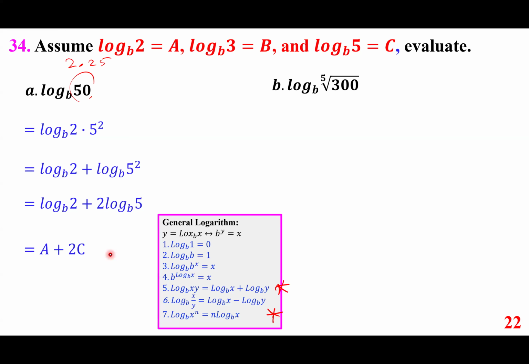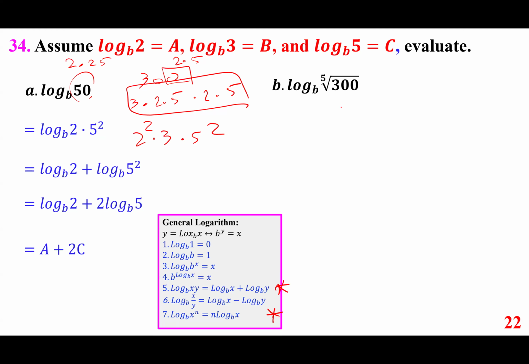Well, about 300, we have to do the same thing. So what is 300 equal to? I hope you are comfortable with factoring. 300, please understand, each 0 means 2 times 5. So that means 3 times 2 times 5 times 2 times 5, which means 2 squared times 3 times 5 squared.